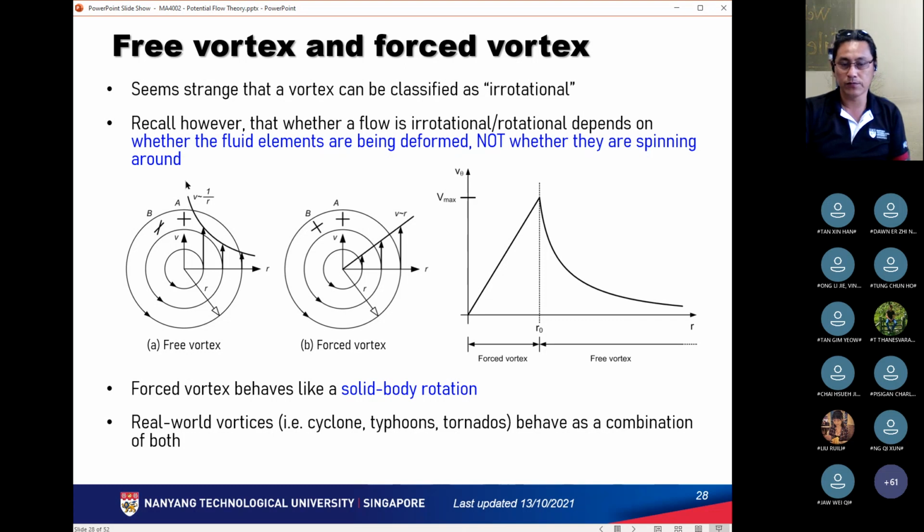For a free vortex, the velocity variation in the center actually goes this way. For a forced vortex, it goes this way. Imagine a solid cylinder that's rotating. Surely the tangential velocity will go higher and higher the further away you get from the center of the rotating cylinder. And real life vortices take on aspects of both a free vortex and a forced vortex.